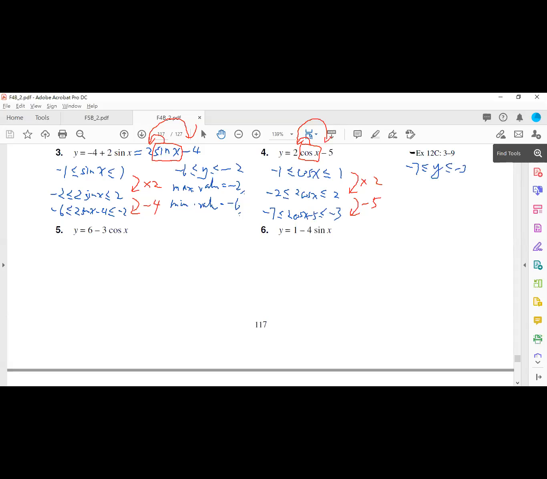Therefore, the maximum value is -3 and the minimum value is -7. Okay, so that is the answer.